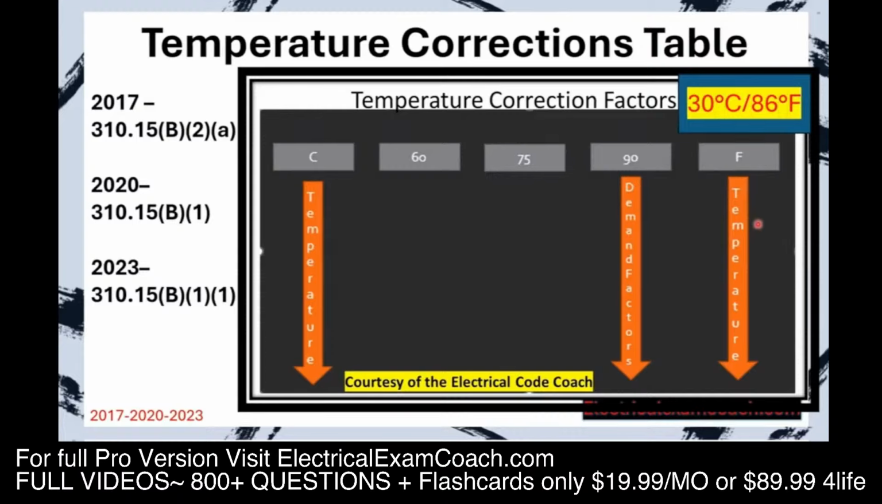Once we know that we're in the right table, let's break down the table. On the left-hand side, we're going to find our column in Celsius. And that's if your actual ambient temperature is in degrees Celsius. You would start on the left-hand side, find the degrees in Celsius, and then finish the process that we're getting ready to learn. Across the top, you'll see a 60, 75, and 90 degree C column. And those correspond with the 60, 75, and 90 degree C columns of our starting ampacity table. Then on the right-hand side, you'll notice degrees Fahrenheit. And that's if your ambient temperature is listed in degrees Fahrenheit. Let me give you an example.